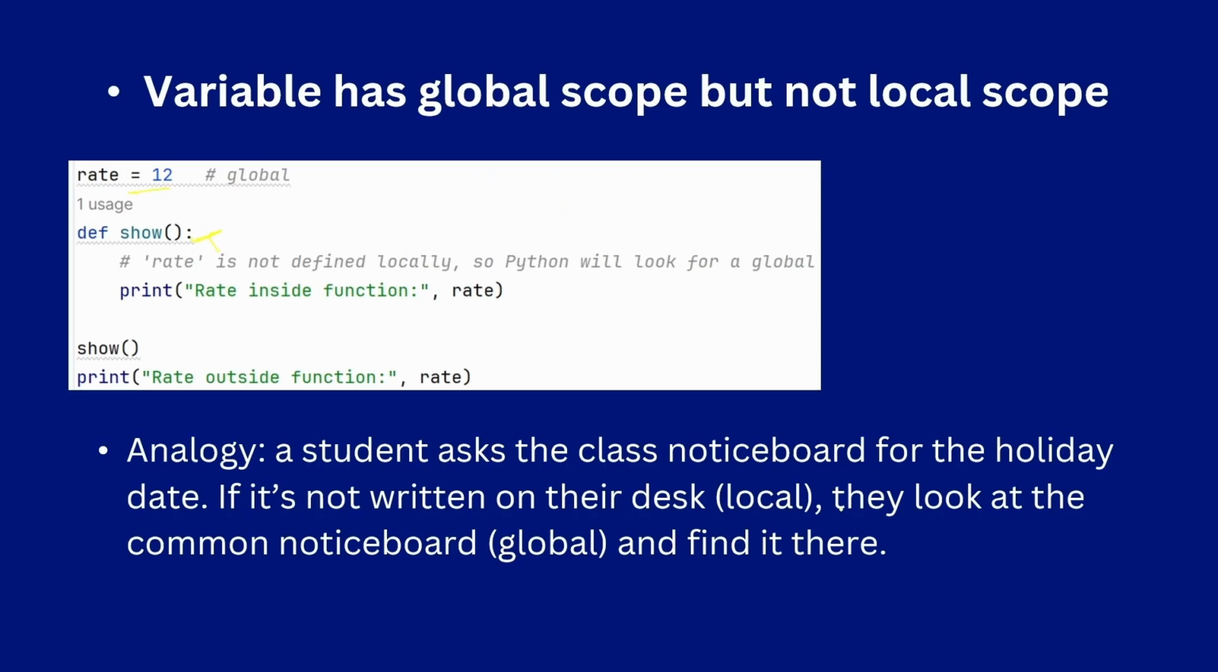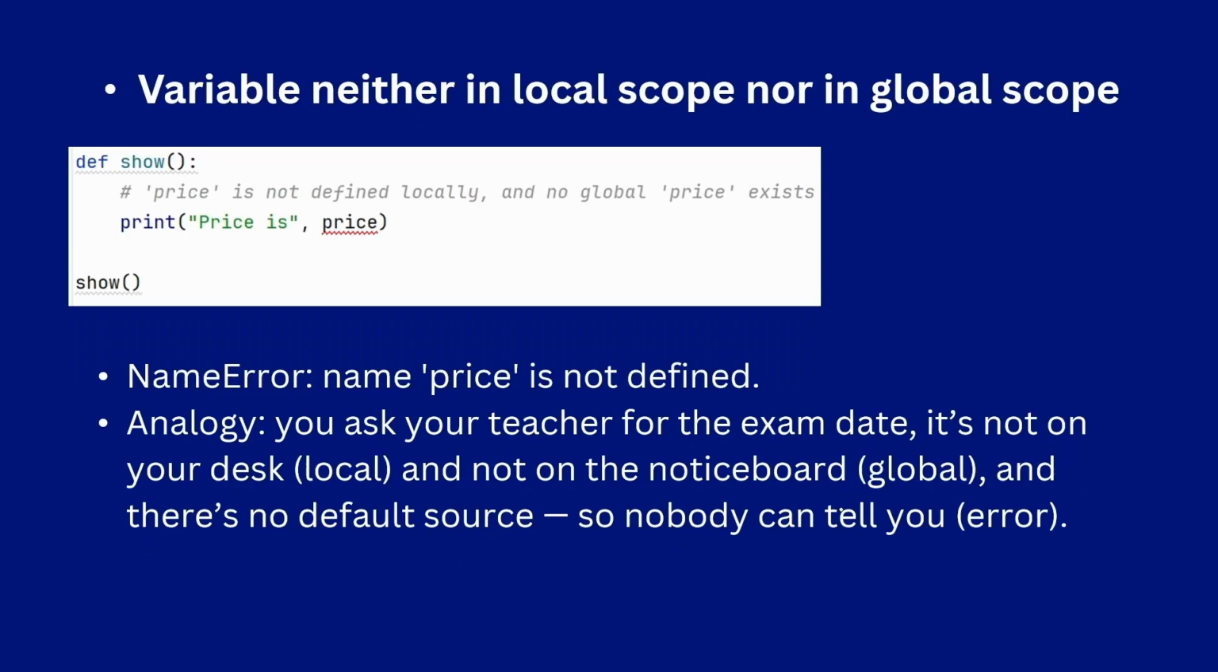A student asks for the class notice board for the holiday date. If it's not written on their desk, which is local, they look at the common notice board, which is global, and find it there. So if a student wants to see the holiday date, they first check it on their desk. That is the local scope. Since it is not there on their desk, they go outside and see it on the notice board. That is the global scope. I hope this makes it clear.